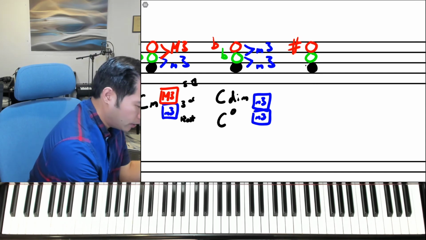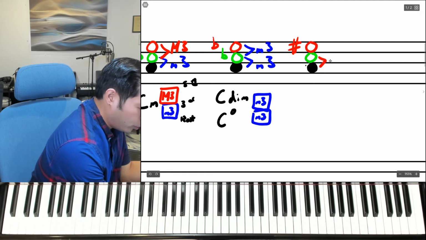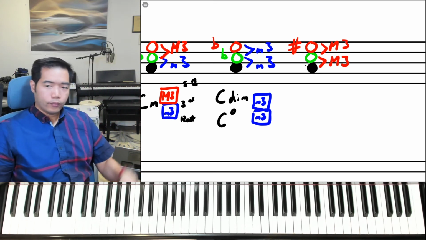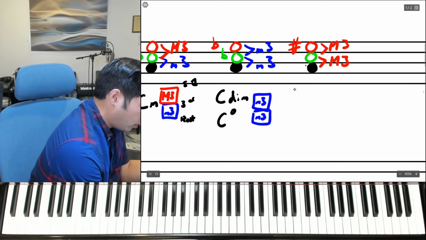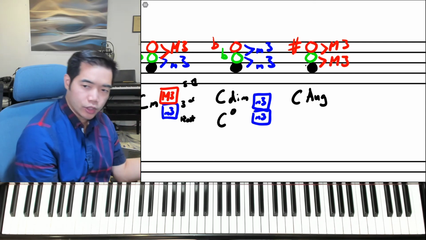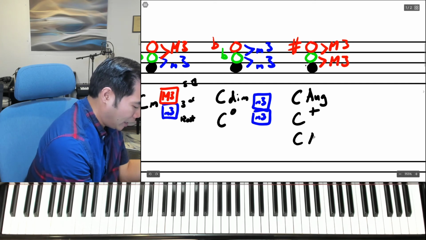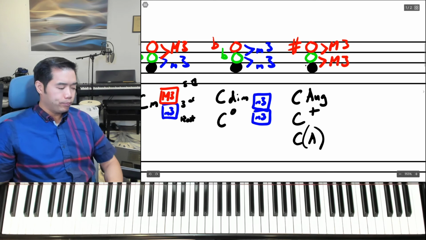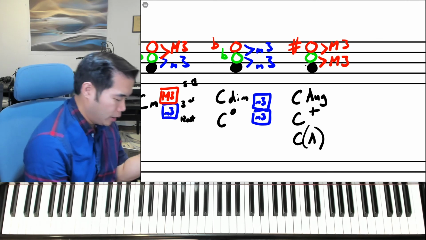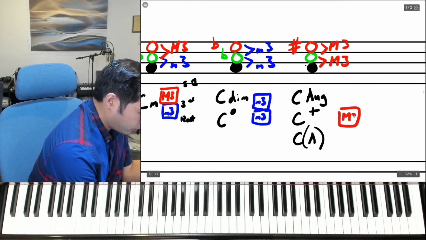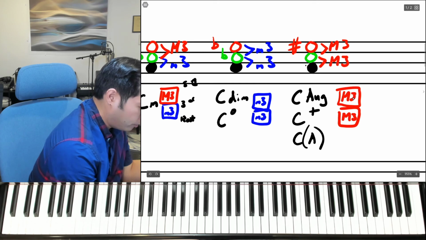So now we have a major third between the root and the third, and a major third between the third and the fifth. So this is what we call a C augmented triad. You can write C, A-U-G. You can also write C plus, and you can even write CA if you really wanted to, although this is not very common. I would recommend the upper two variations. And in this case, again, we have a major third stacked on top of a major third.